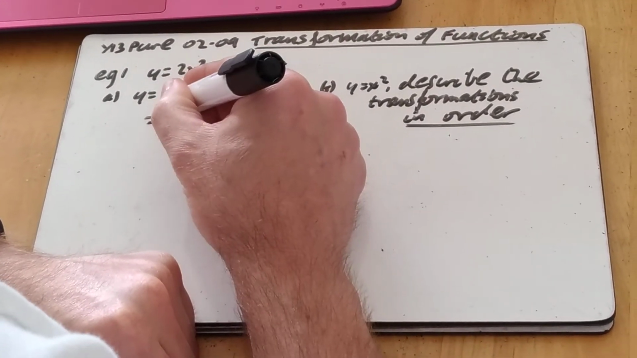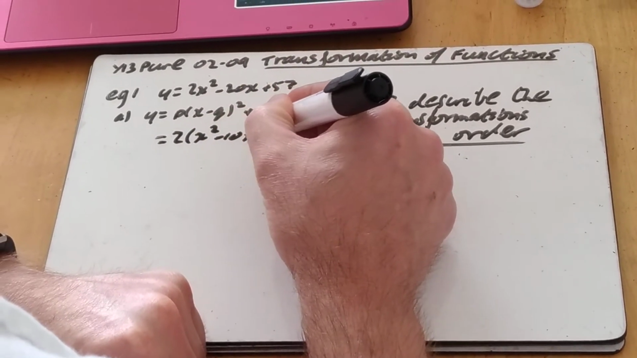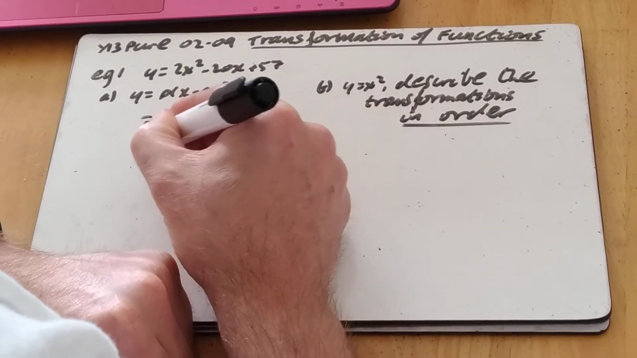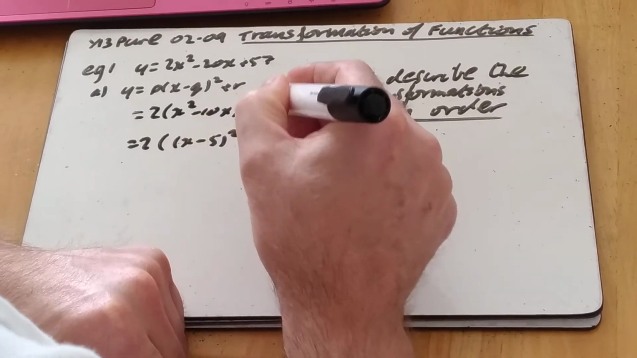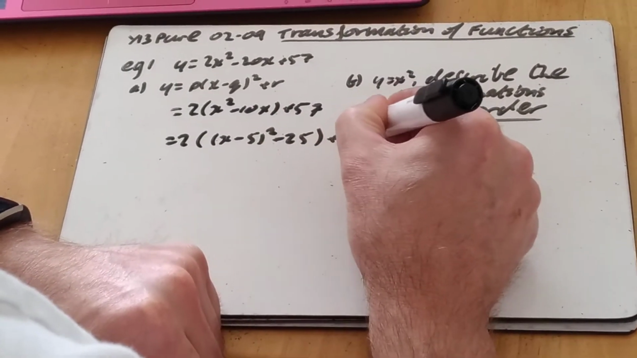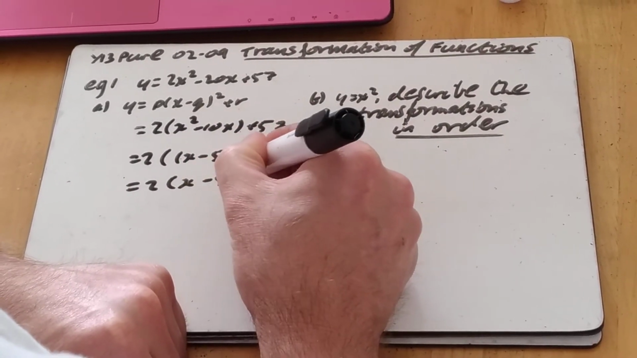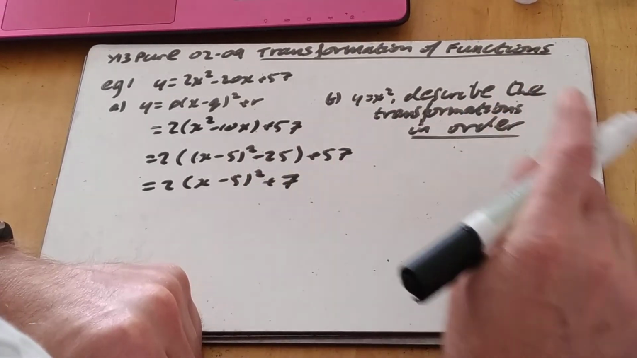I want to be dealing with the 2x squared, so I'm going to write 2x squared minus 10x, and then plus 57 outside. Careful with the 2, double bracket it. I've got x minus 5 all squared, and then minus 25 to complete the square, and plus 57, and then sort out my constant. I've got minus 50 plus 57, which is plus 7.